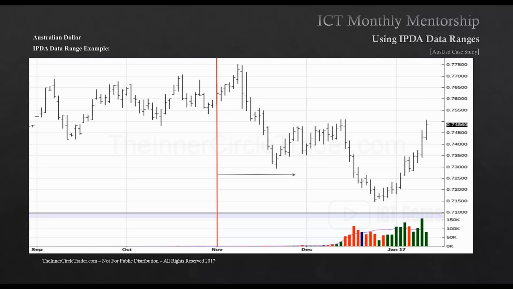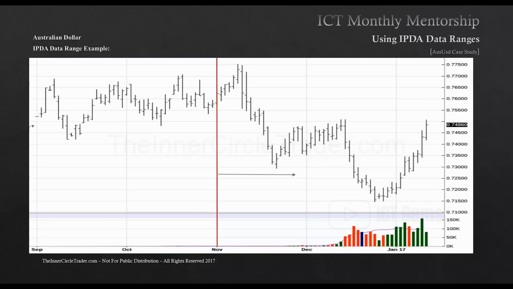The IPDA data range, what it's really doing is highlighting you as the trader. You're going to try to mimic what this algorithm's doing. It's looking for the liquidity in the range of 60 days in the past. Where are the sell stops in the last 60 days? Where are the buy stops in the last 60 days? Where are the fair value gaps? Where are the price gaps where price has not been efficiently delivered in the last 60 days?